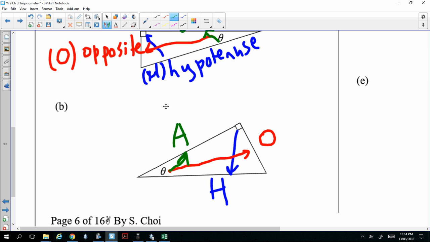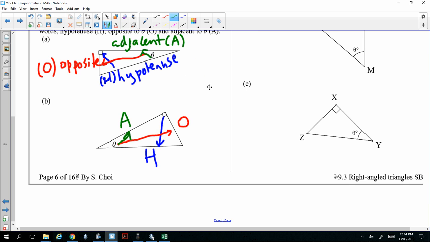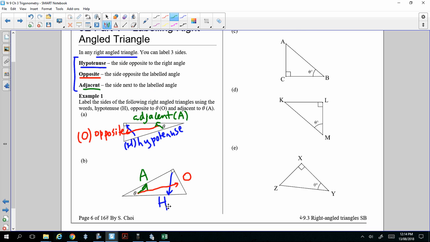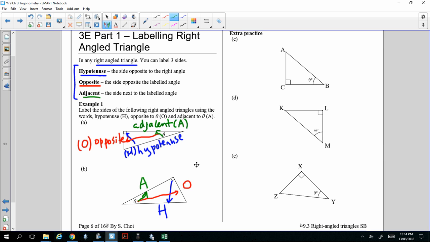There's some extra practice. Can you try the one on the right side of this booklet? Label O, H, and A. This is important for this exercise, so make sure you know what a hypotenuse is, what an opposite is, what's an adjacent. Okay, I'll give you about a minute, then we'll go through the answers. I want you to have a try.